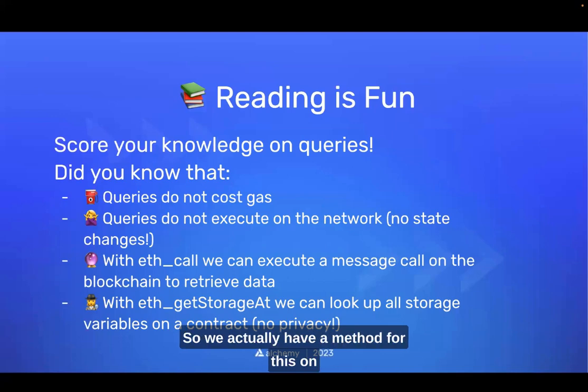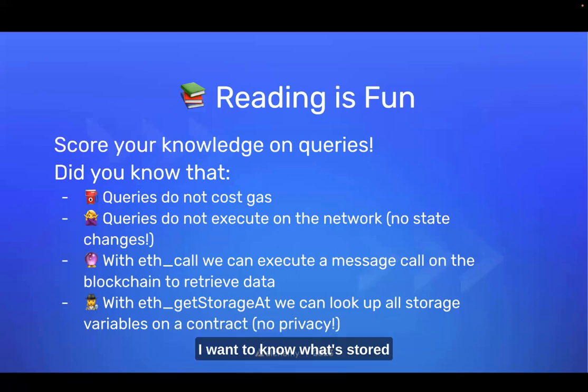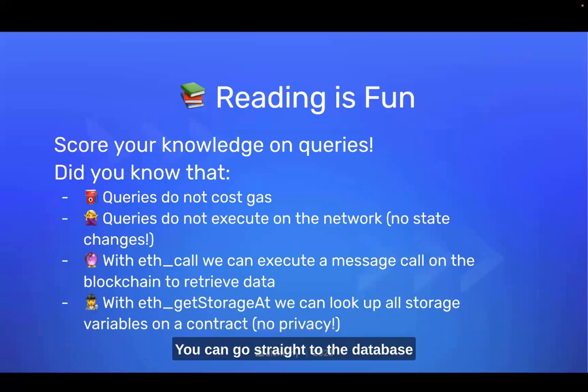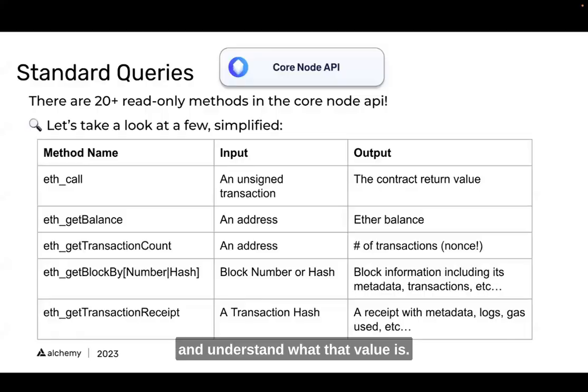So we actually have a method for this on the core API called eth_getStorageAt, where you can say, hey, this contract right here, Uniswap, I want to know what's stored at this very specific storage location. And if you know how to find that storage location to pull the data out, you can just go and grab that data directly without interacting with a method. You can go straight to the database and understand what that value is.